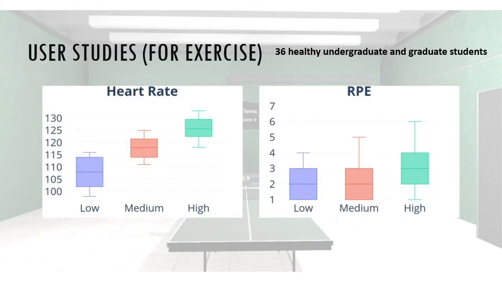For the first user study, the participant group comprised 36 healthy undergraduate and graduate students. A heart rate sensor was used to capture the heart rates of the participants to determine how exercise levels of different difficulty, intensity, and variability affected them. Each participant's mean heart rate was computed after the randomly assigned trial finished.